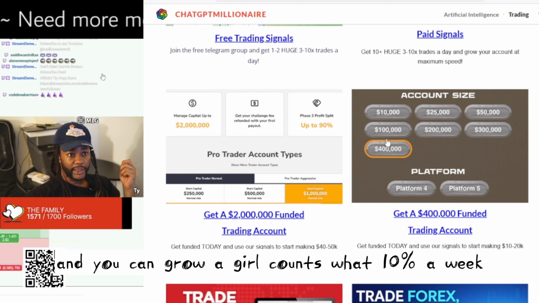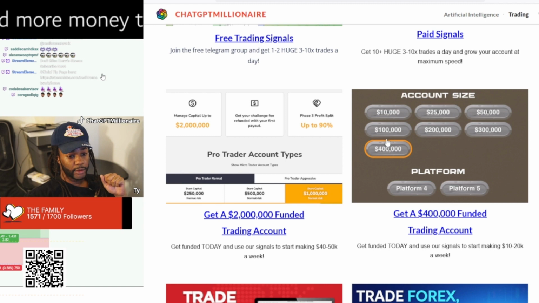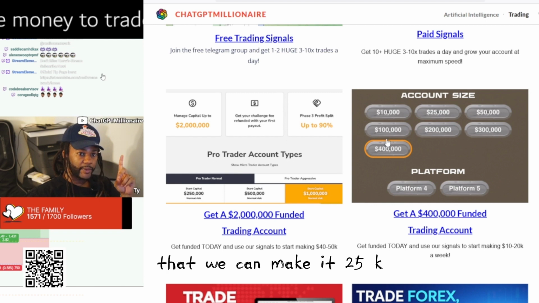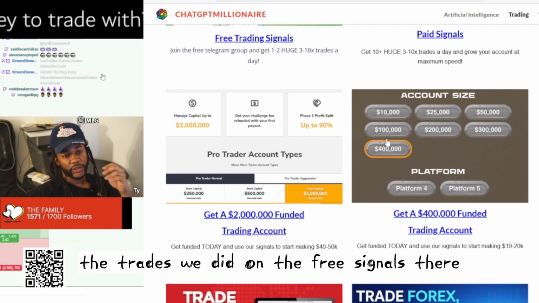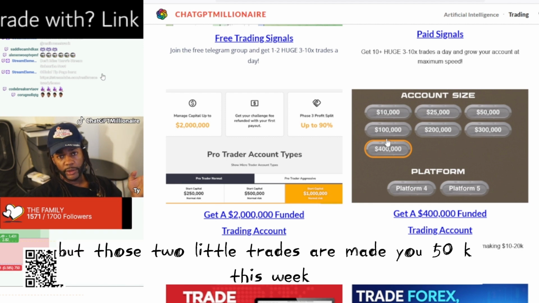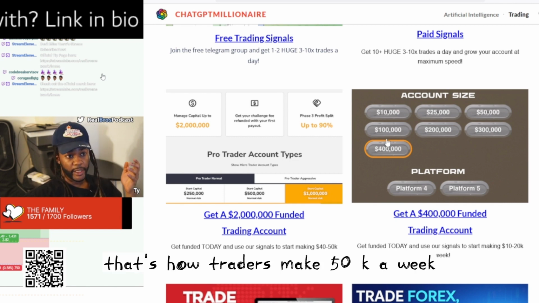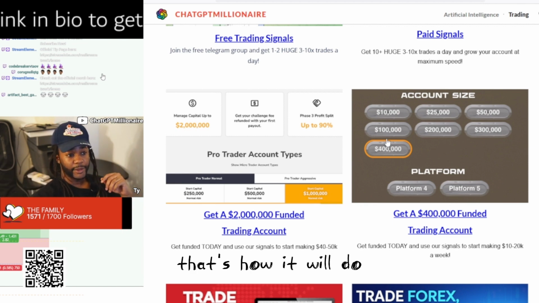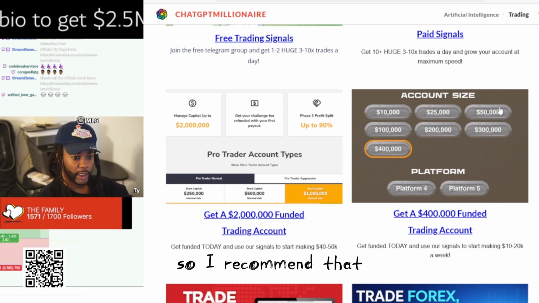We grow accounts 10% a week. If we do a 10% week on 2.5 mil, you're getting 250K on an account. If you grow your account just 1% that week, you're making 25K. So if we hit 2 trades, just 2% gains, and you guys see the trades we did on the free signals, they're bigger than that, but those 2 little trades would have made you 50K this week. So you can make 50K a week easily. That's how traders make 50K a week, 60K a week. They're buying cars, buying houses and stuff. The trading lifestyle is very lucrative once you understand the math and you know how to make it pay for itself. So I recommend that.